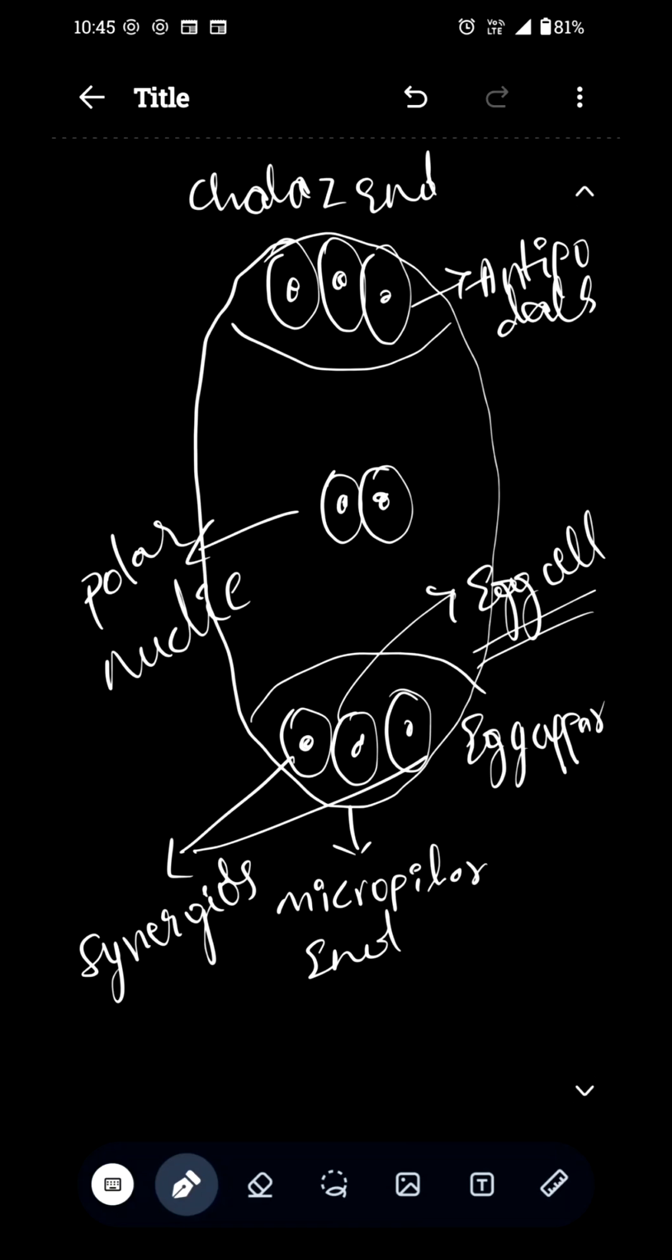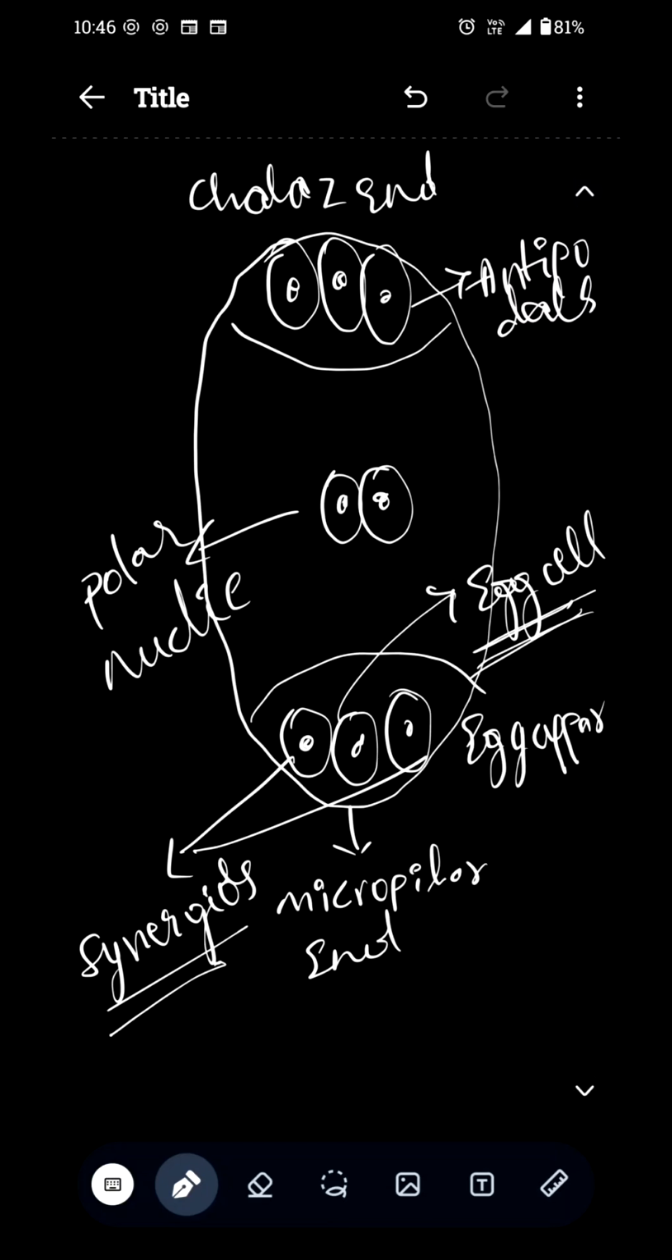Remember, don't get confused. The egg apparatus is not mentioned in the NCERT textbook, but it is very important to remember. The 3 cells which come towards the micropylar end are called the egg apparatus. In that egg apparatus, 2 will be synergids, whereas one is called the egg cell, where the pollen grain's male gamete should come and fuse.